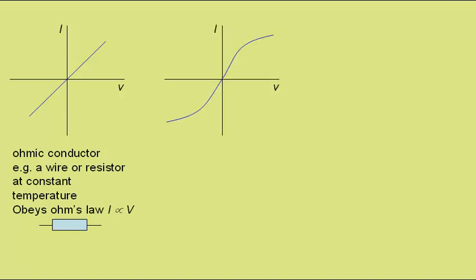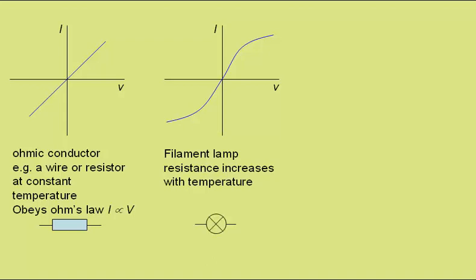We would obtain data something like this from a filament lamp. This is because the resistance of the filament increases with temperature. This would be the symbol of a filament lamp. For both these components, it doesn't matter which way round it is placed in the circuit.